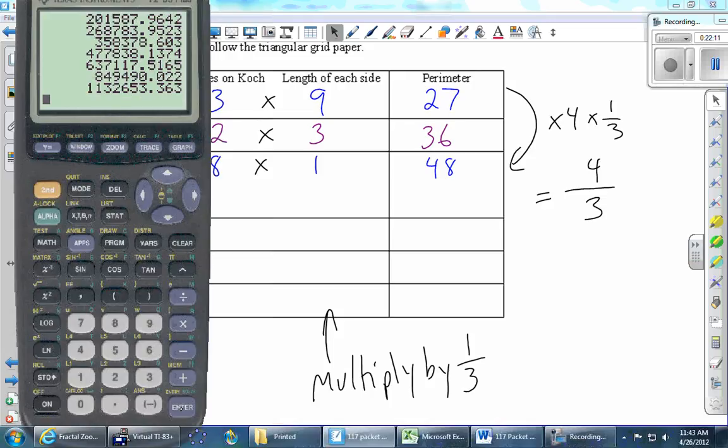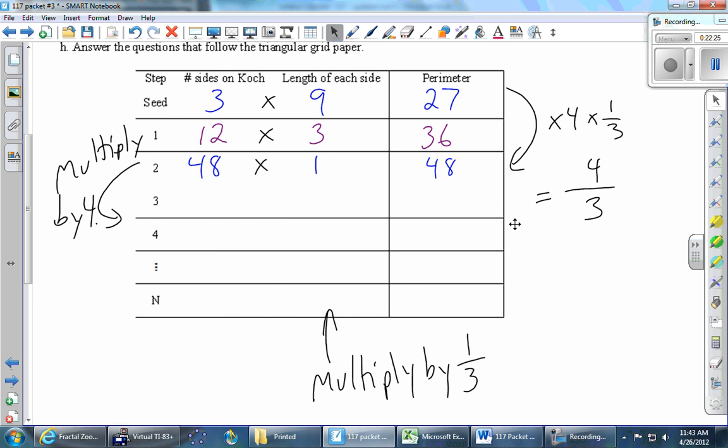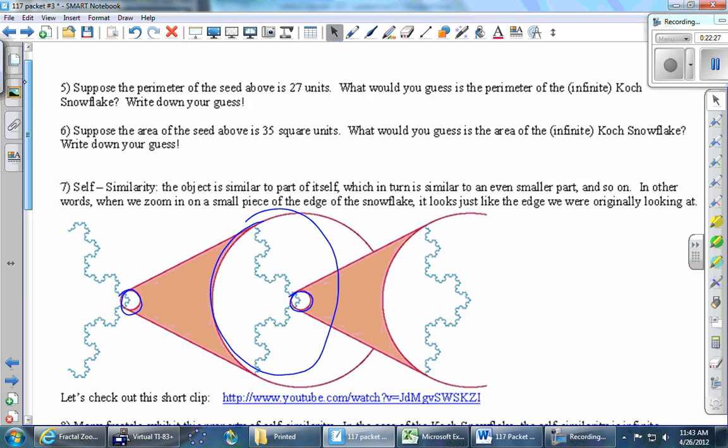Increasing. Increasing and maybe leveling off, or increasing without bound. It sure feels like this is increasing without bound. After however many times I hit enter, the perimeter is now over 1 million.